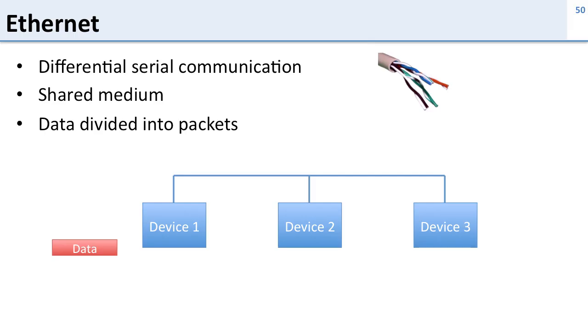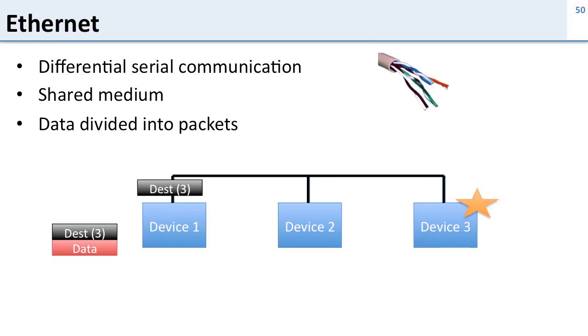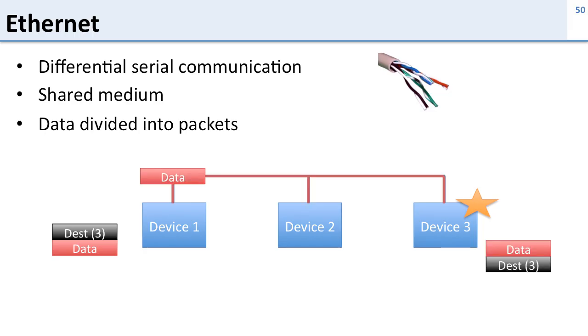We have device 1 that wants to send data to device number 3. So we make a packet which has the destination, in this case 3, and the data we want to send. First, we put the destination out over the serial communications link, over the Ethernet. Device 3 receives the destination and discovers that this is a packet for it, so it gets ready to receive it. Then we go ahead and send the data over the link. Now device 3 receives the data.